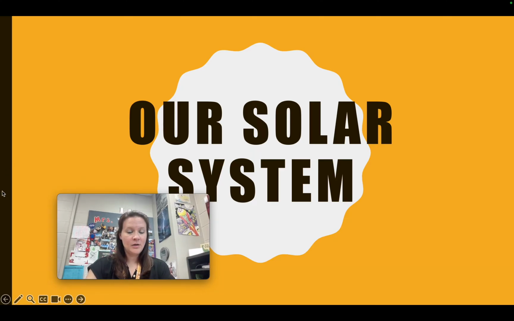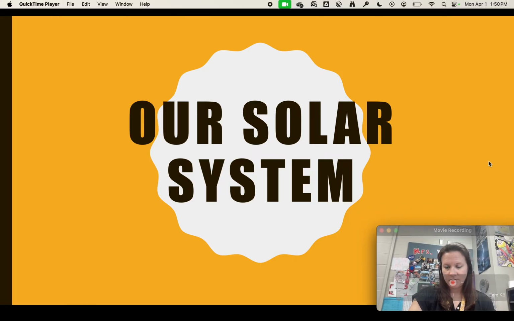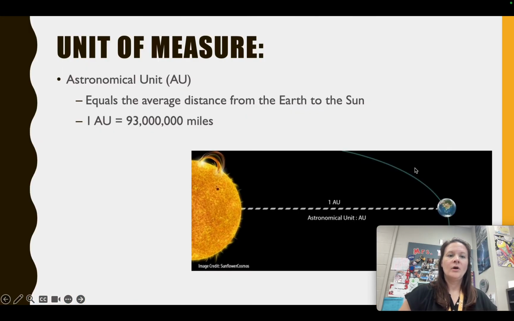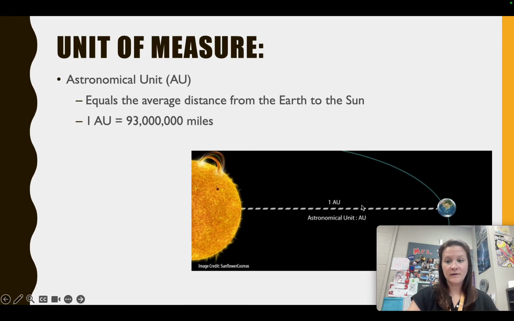Okay, so today you are taking notes in your notebook over the structure of our solar system. So here we go. First, you need to understand that for a unit of measure, we use a unit called the astronomical unit for our solar system. It equals the average distance from the Earth to the Sun. So 1 AU is how far away the Earth is from the Sun.